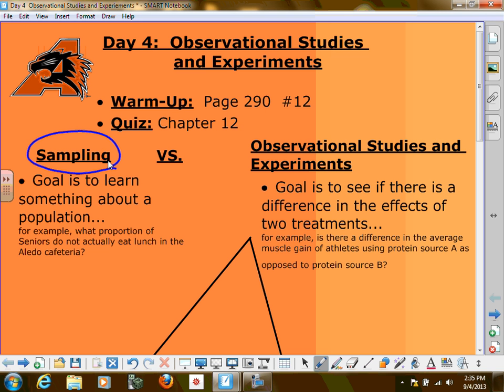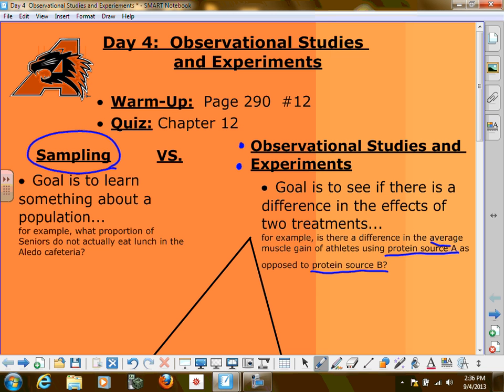Sometimes you take those samples and you then have them go through an observational study or an experiment, because then you're going to be comparing something that's happening and see what the effect of that is. For example, is there a difference in the average muscle gain of an athlete using protein source A as opposed to protein source B? There could be a lot of other issues we need to control in there.